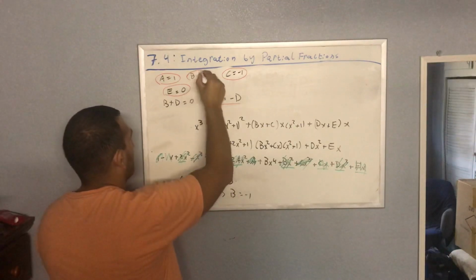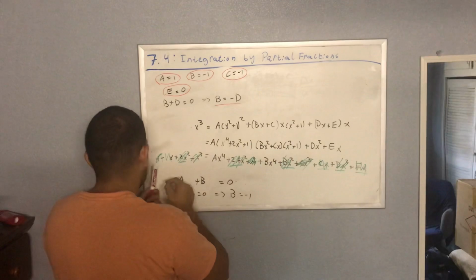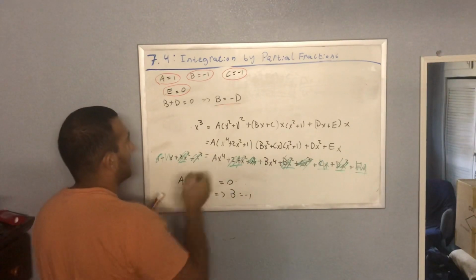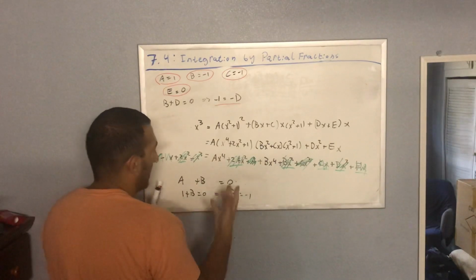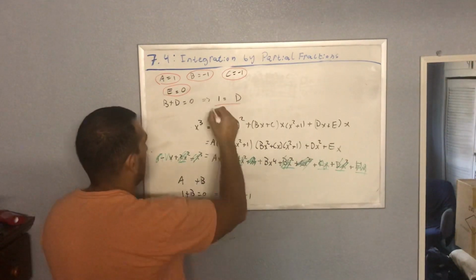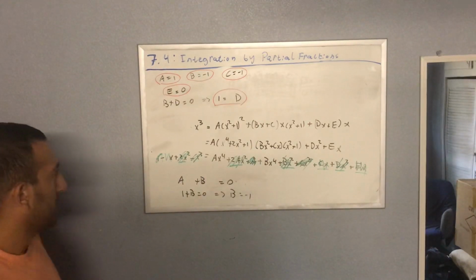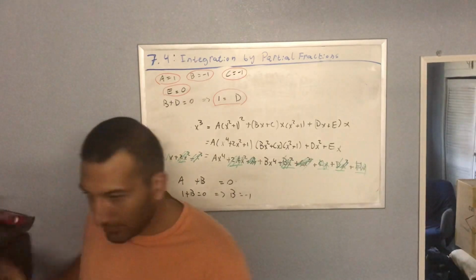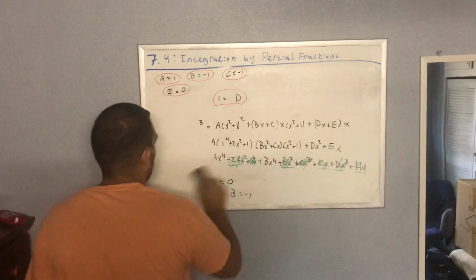And that's really good, because now we immediately know what d is. Because if b is negative 1, then I have negative 1 equals d, divide by a minus sign, and that tells you that d is positive 1. So we have all 5 of our coefficients here. Okay. So now we're in business.